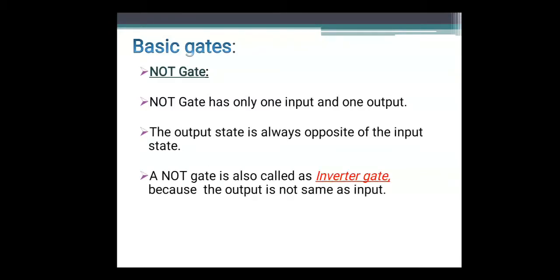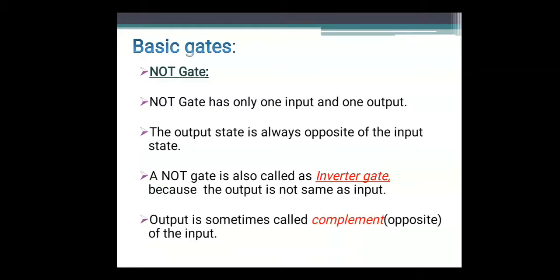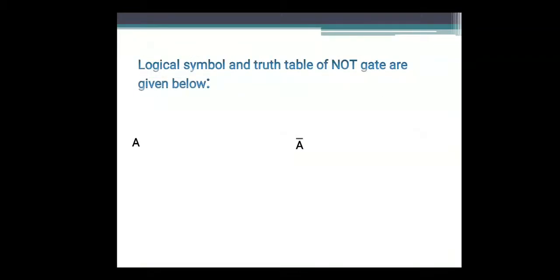The NOT gate is also called the inverter gate because the output is not the same as the input. That means the output is the opposite of the input. That's why it is called the inverter gate. The output is sometimes called the complement of the input, that is, the opposite of the input. And this is the logic symbol for the NOT gate. A is the input and A bar is the output.